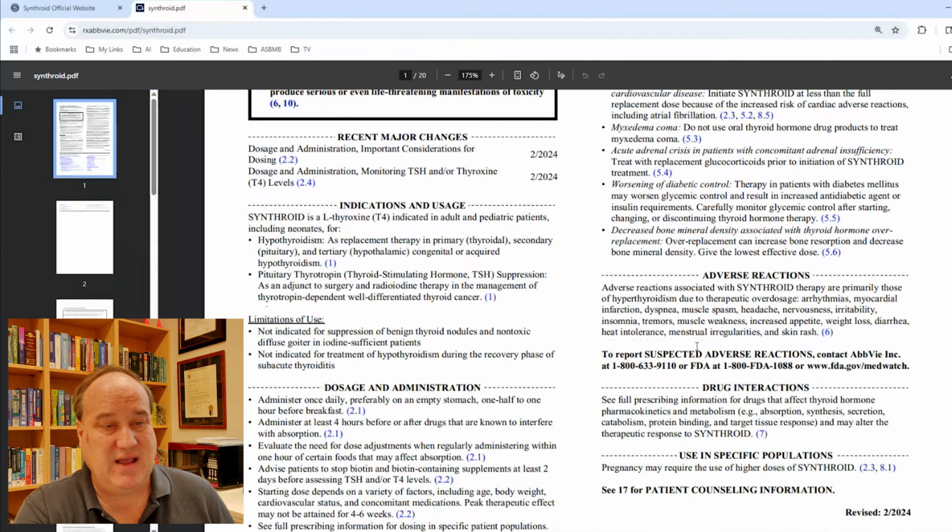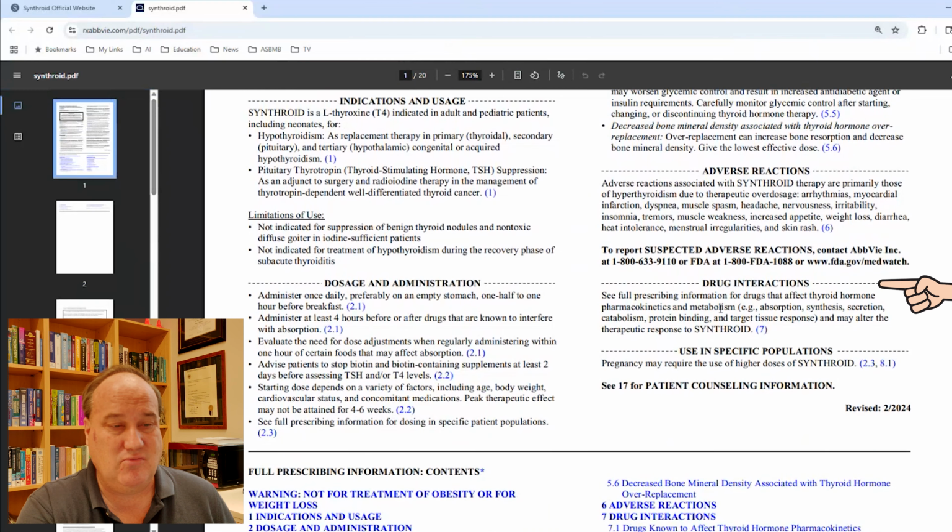And then we have some adverse reactions. Now, adverse reactions are essentially side effects that are associated with Synthroid therapy. So, they list several side effects right here: arrhythmias, myocardial infarction, dyspnea, muscle spasm, headache, nervousness, etc. And to report suspected side effects, if you see something that's not on this list, or if you have questions, you can contact the manufacturer, AbbVie. They have an 800 number here, and the FDA also has an 800 number that you can contact. Then we have drug interactions.